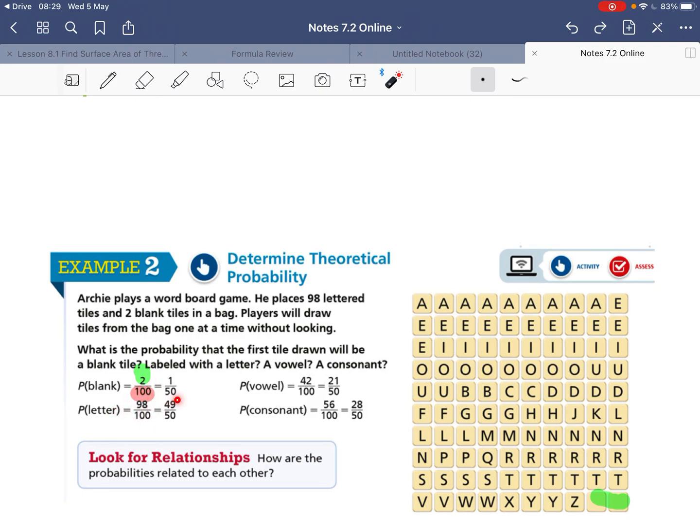For a vowel, there are 42 vowels, so you'd have to count all the vowels, and a total of 100 letters, so it would be 21 out of 50. And for a consonant, there would be the difference of 42 and 100, so it would be 56. So you count all of those. Oh, but then the 2 blank ones aren't included, so it's the difference of the vowels. Or you could just count all of the consonants. I would probably just suggest doing that. Okay, so it's 56 out of 100 or 28 out of 50.